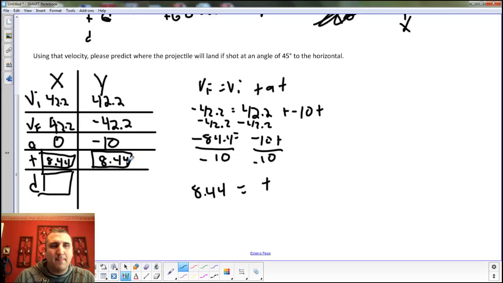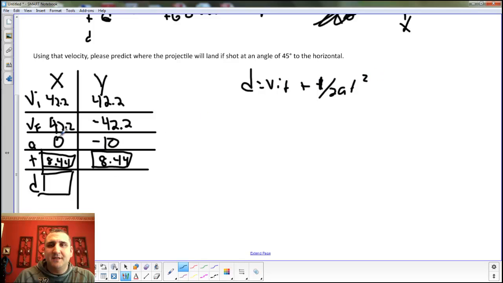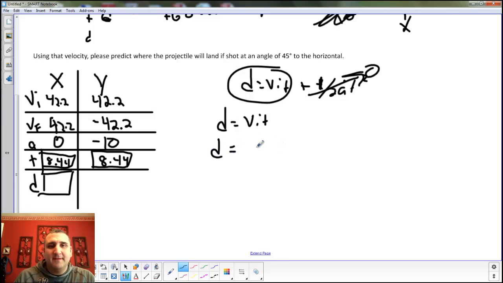erase. Now I can go back to d equals VIT plus 1/2 AT squared. But again, remember, we're in the x dimension, so the a is 0, which means this all turns to 0. So we're stuck with this equation you read about. D equals VIT. D equals 42.2 in the x times 8.44 seconds in the x. And you should end up with a distance of 359 meters away, which is 3 football fields.